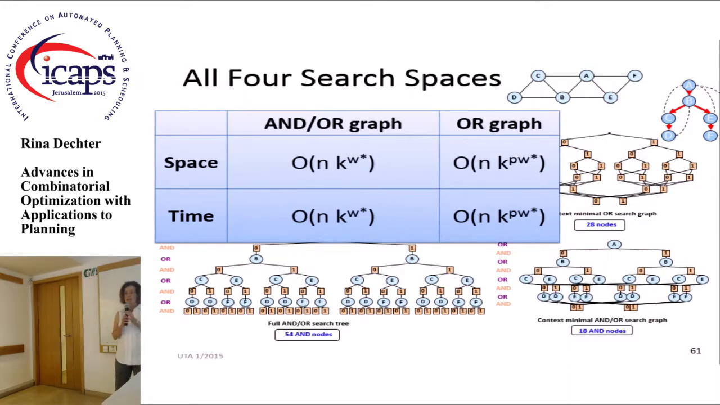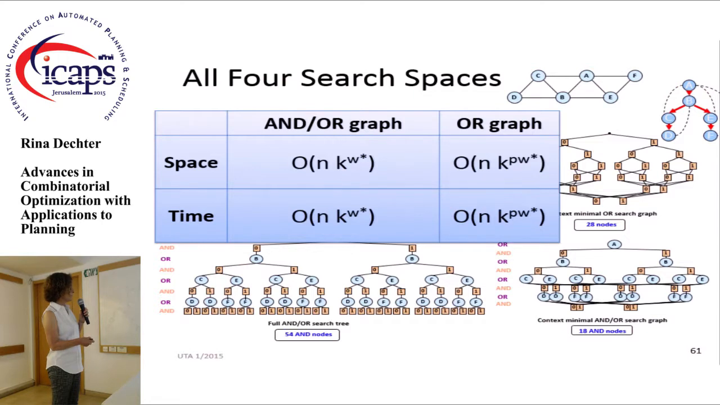The size of the graph is exponential in the tree width because we don't need to have more nodes than nodes that are based on the context. So if I have a variable D and its context is of size 3, the number of times that this level needs to appear in the search tree is only exponential in its context because all the others will be merged. So this argument allows us to conclude that the size of the AND/OR context minimal graph is exponential in the tree width.